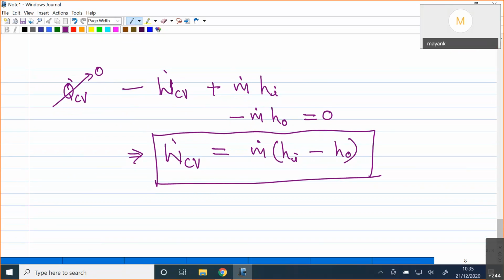So we have not included shaft work. That is WCV. Shaft work is only what I am calling WCV.